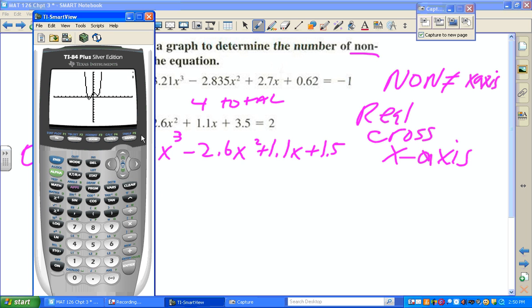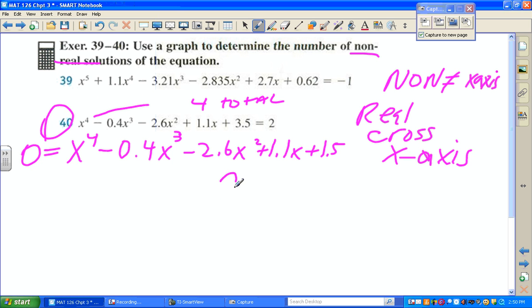1, 2. Oh, is that tangent? No. How can we tell? Zoom in. 1 real, 2 reals. Press zoom in, then press enter. Oh, it worked. 2 real. So how many non-real? 1 or 2.